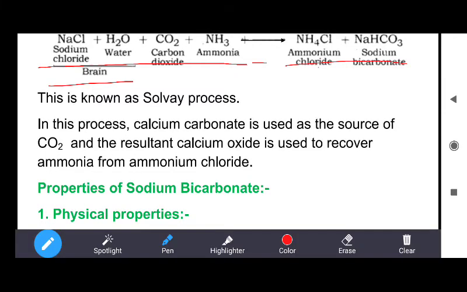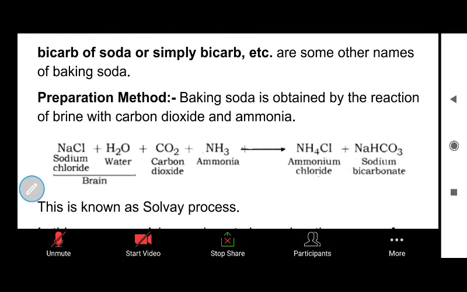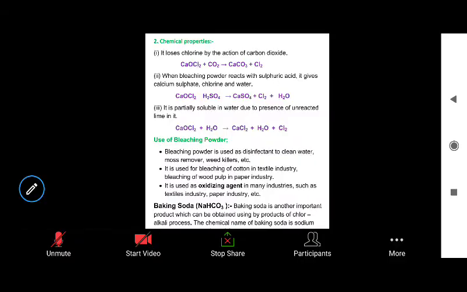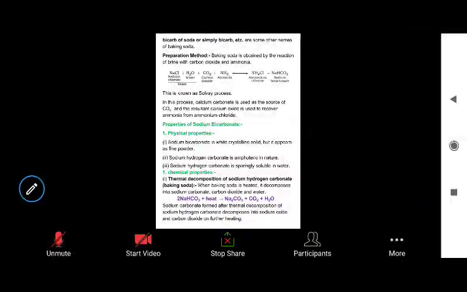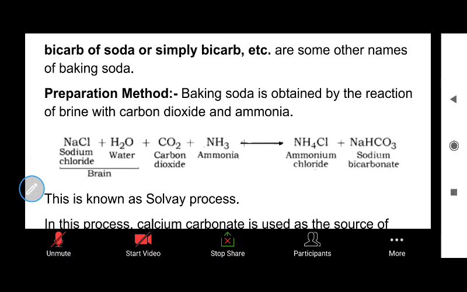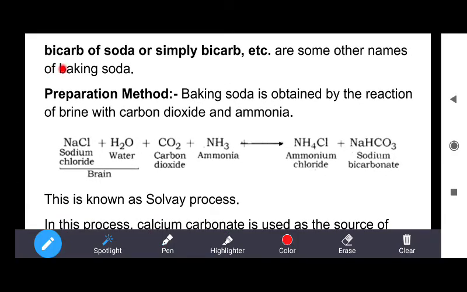Okay, so now we start the second compound, sodium bicarbonate. I told you about its names: bicarb of soda or simply bicarb, etc. are some other names of baking soda. Baking soda is also known as bicarb of soda, sodium bicarb, bicarb of sodium. There are many names which are given for baking soda.